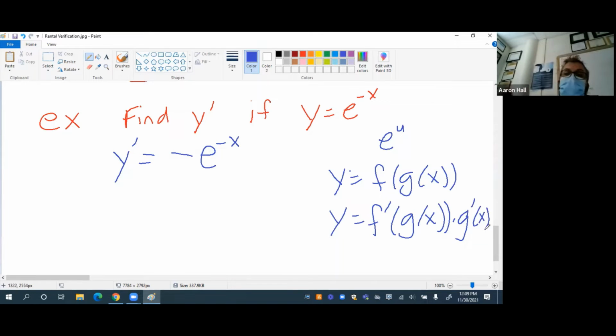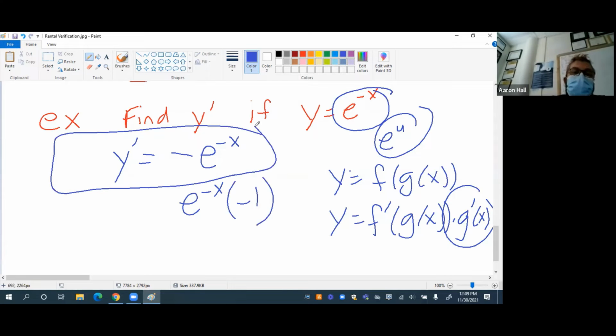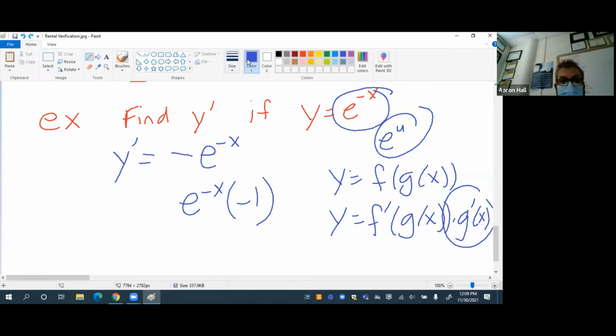Yep. So we're going to take the derivative of the outside function, which is just e to the u. So e to the u. And now we have to multiply by the derivative of the inside function, which in this case, the derivative of negative x is? Bentley? Derivative of negative x is -1. Yeah, it's -1. So this becomes your answer. Good with that? Okay, we have to use the chain rule on that one.